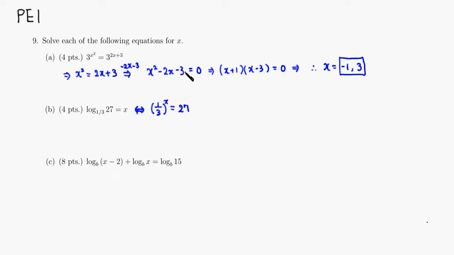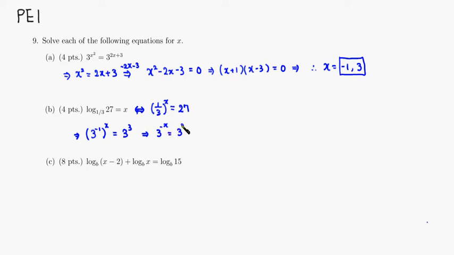Then we can rewrite it. I don't like a fraction, so I'm going to write 1/3 as 3 to the -1, and we still need to raise it to the x power, which is the same thing as the left hand side there. 27 is 3 times 3 times 3, so it's 3 cubed. Then 3 to the -1 to the x is exactly the same thing as 3 to the -x.